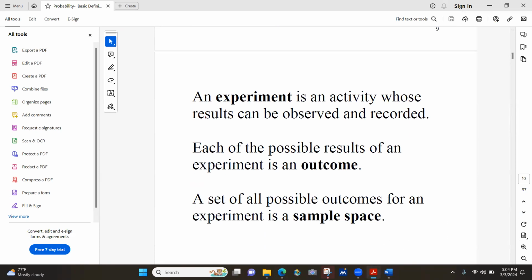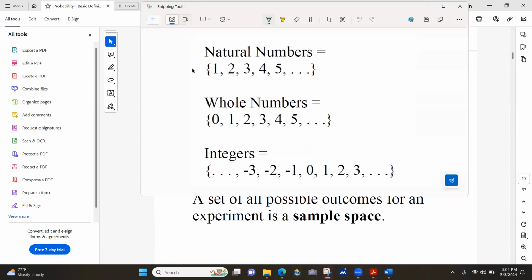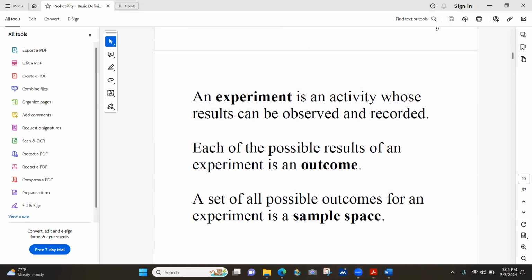Okay, let's move to the next topic. We are now going to define a few terms. These are directly related to probability.